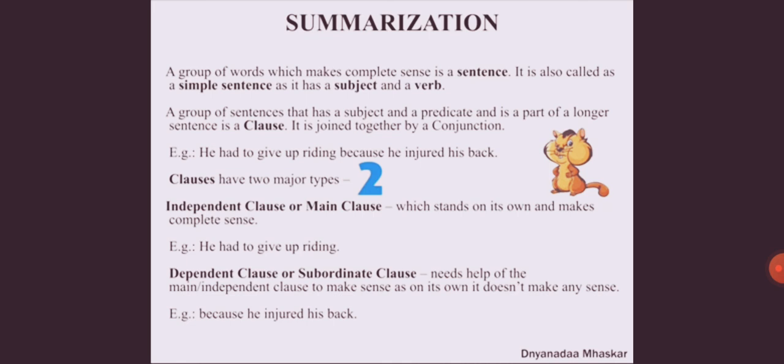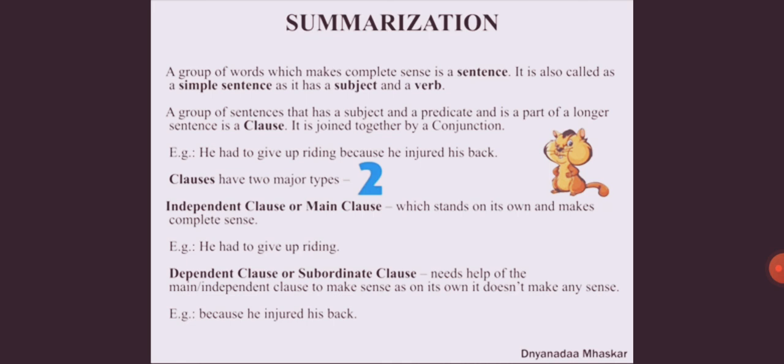Example, because he injured his back. If we just say he injured his back, we are not clear what anyone wants to say by this statement. But when we join this statement to the independent or main clause, the sentence is clear. We are able to understand it.